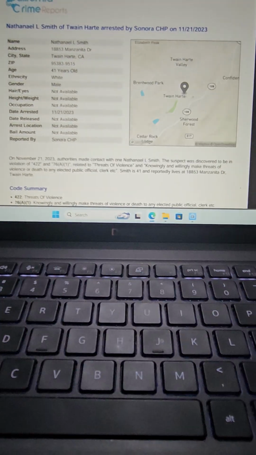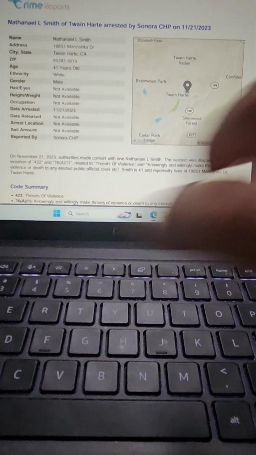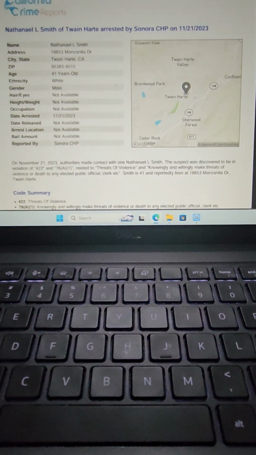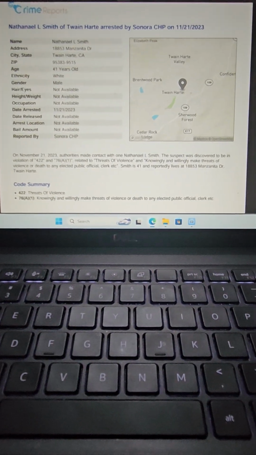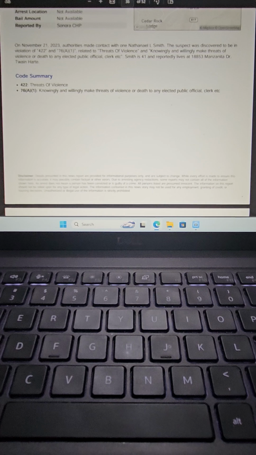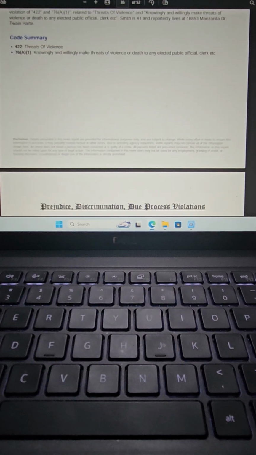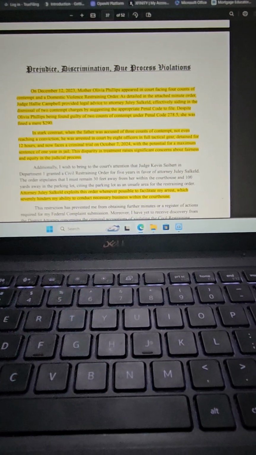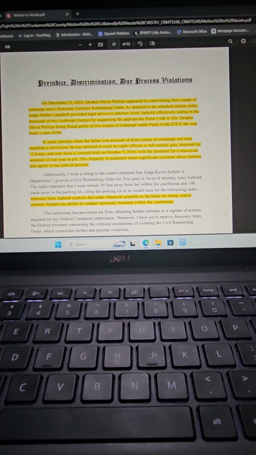This is why the California Highway Patrol is being sued. Specifically, those two officers that keep coming into my courtroom. You guys are being charged with acts of terrorism. So get ready, motherfuckers. And I'm going to articulate it perfectly. Okay, prejudice, discrimination, and due process violations, right?